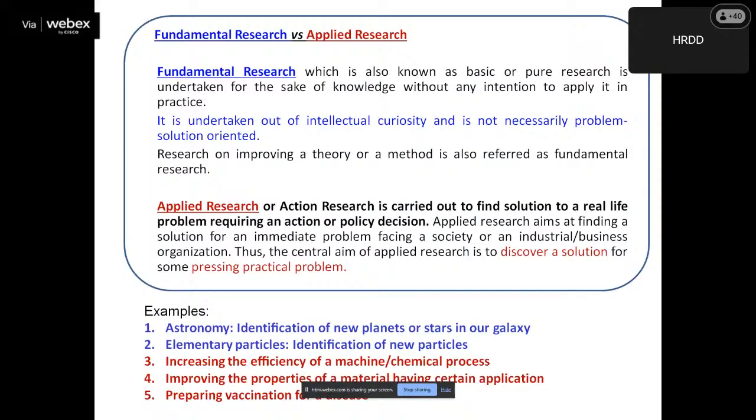So in that case, what will be the fuel? Well, hydrogen can be generated using those renewable sources, okay? And that hydrogen can run a car or a vehicle or any other system. Again, wind energy can be stored in a battery, and that battery can run something, like a building. So whatever research you are doing is oriented to find a solution to a practical life problem. The problem is that there is a problem in environment and energy, and we are finding a solution. Applied research aims at finding a solution for an immediate problem facing a society or an industrial business organization.